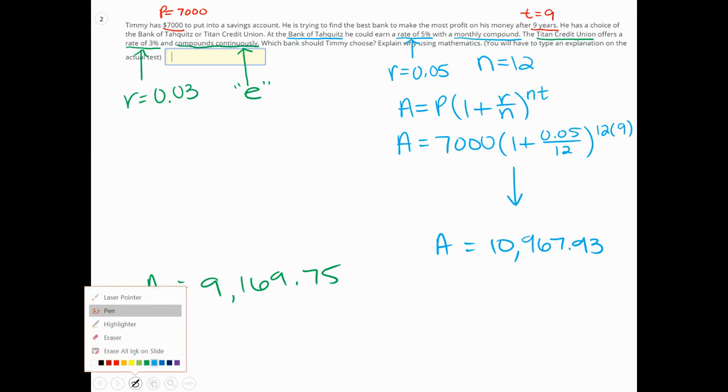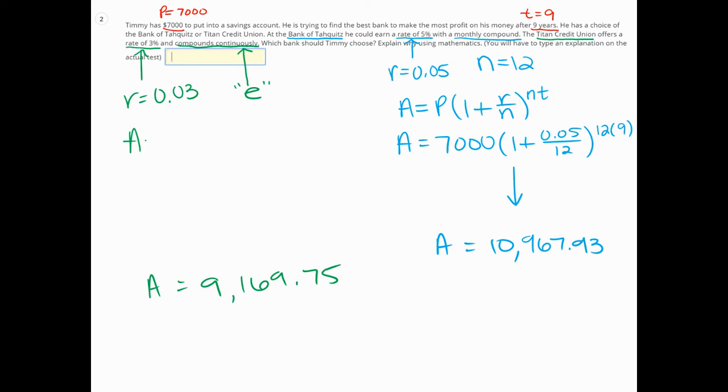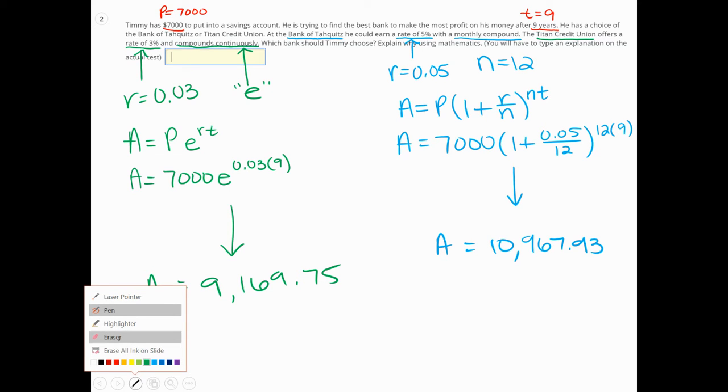Okay, then on to the other one using PERT. Okay, so that was the hint there. The equation that we want is the other one, which is P times E to the RT, or PERT, the shampoo equation there. Shampoo continuously. All right, so then we're going to plug in our numbers. So we get 7,000. E remains E. And then our rate, 0.03, and then times 9. All right, so then once you calculate that, you should get this answer using a calculator, using Desmos.